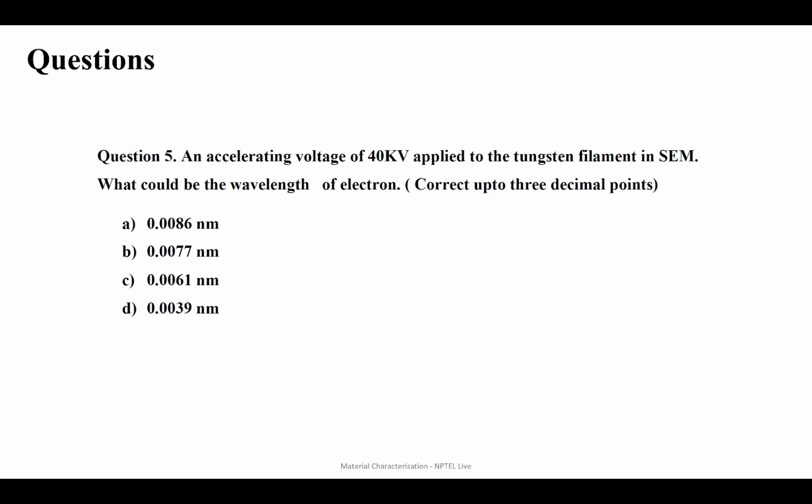An accelerating voltage of 40 kilovolts is applied to the tungsten filament in an SEM. What could be the wavelength of the electron? A, 0.0086 nanometer. B, 0.0077 nanometer. C, 0.0061 nanometer. D, 0.0039 nanometer.